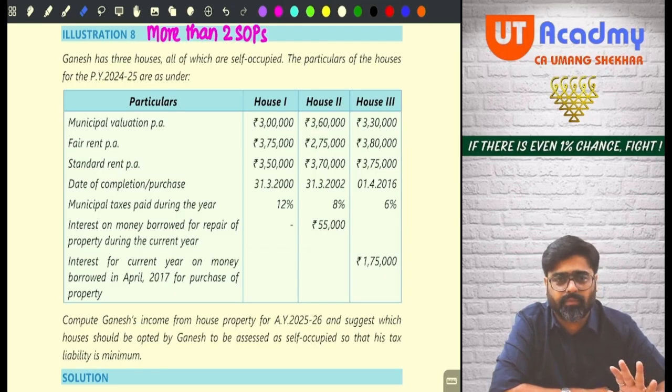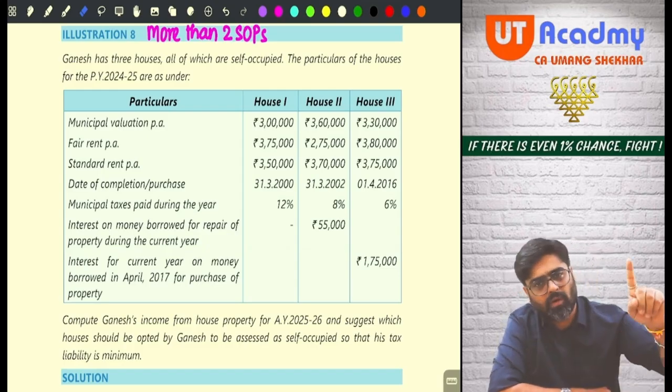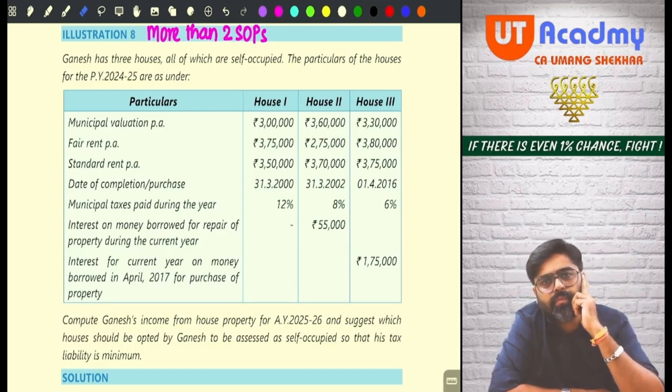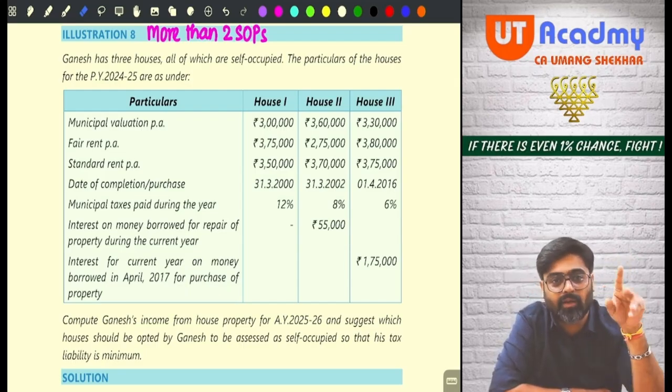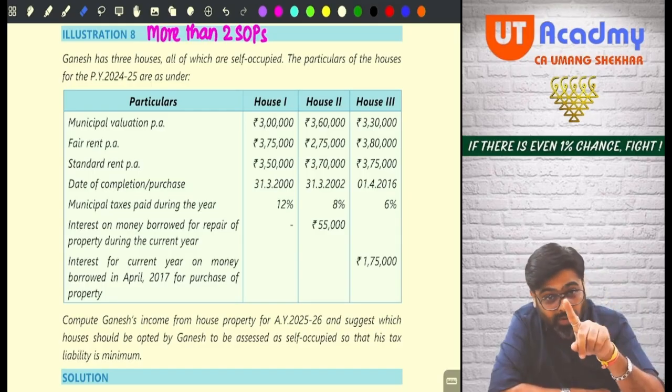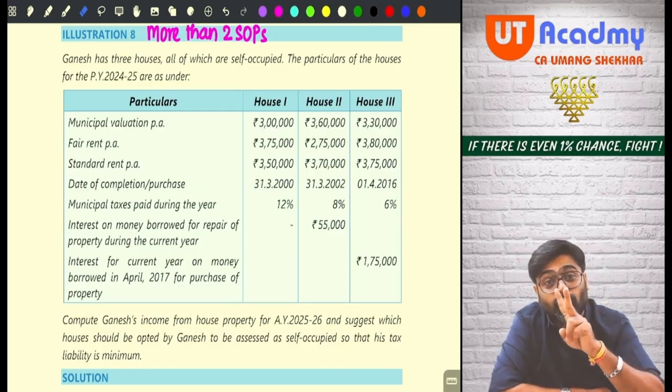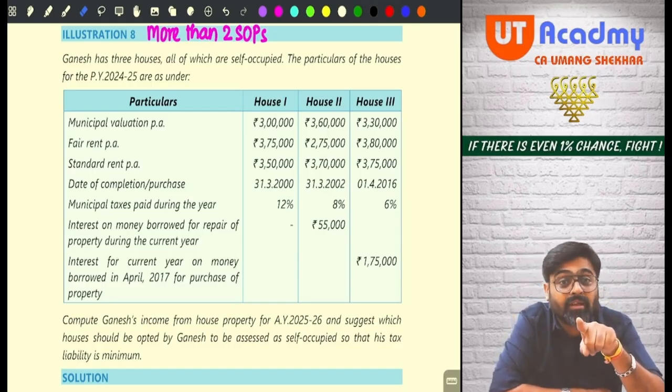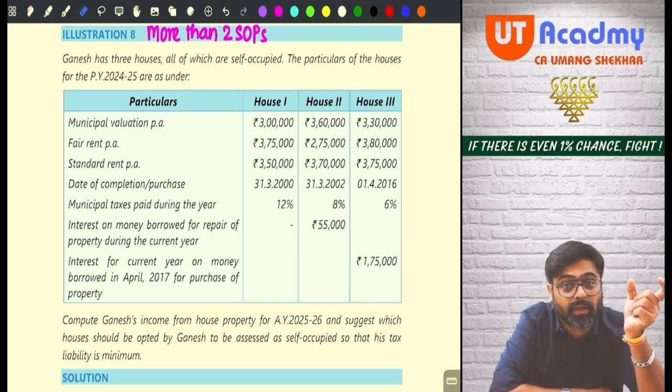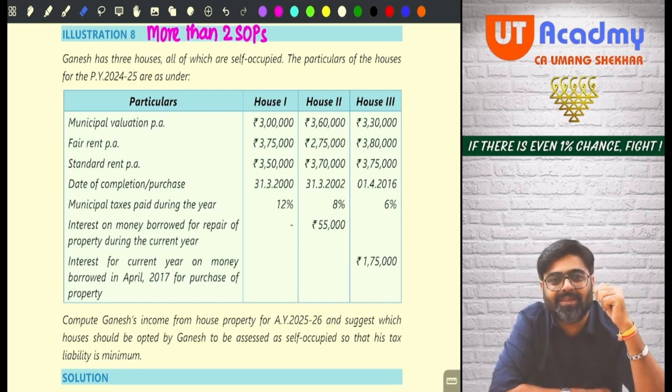First of all, tell me, these three SOPs are there. Please look at me here. Three SOPs are there. Annual value of all three SOPs exempt or any two? Then the third will become DLOP. Now you are supposed to tell which two SOPs you will claim exempt and which third property you will tell DLOP. So now you have three options.